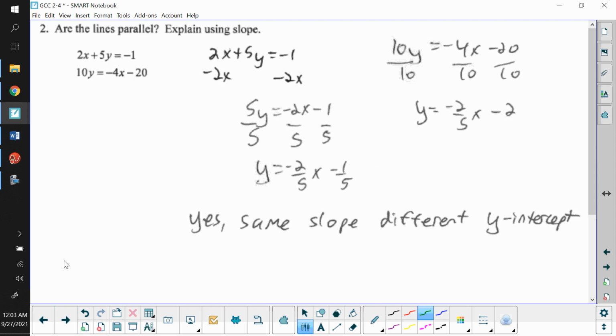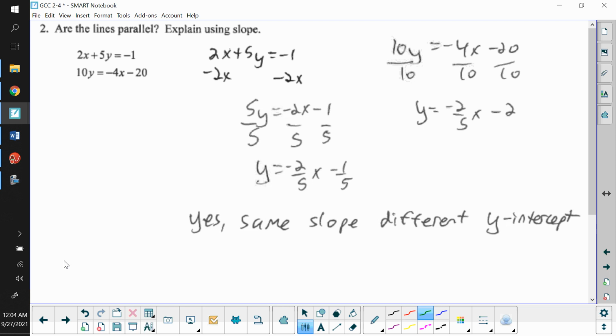Second one, we need to get y by itself in our y equals mx plus b form. So we'll subtract the 2x over, giving us 5y equals -2x minus 1. Then we need to divide all the terms by 5. We'll get y equals -2/5 x minus 1/5. Moving on to the second equation, all we have to do is divide everything by 10. The -4/10 will reduce to -2/5, and then the x, -20 over 10 will be -2.